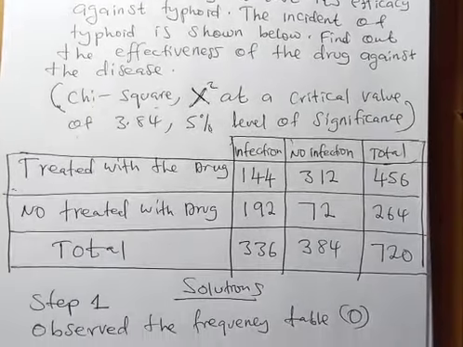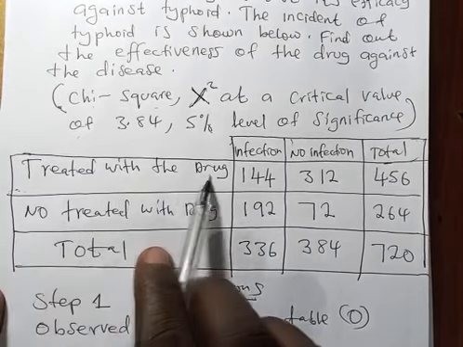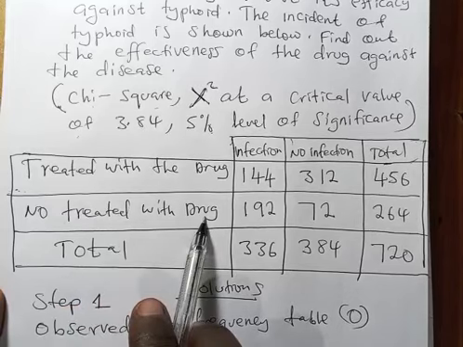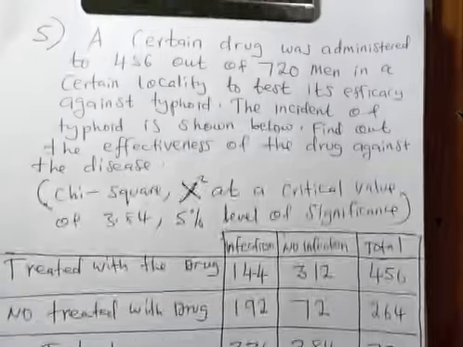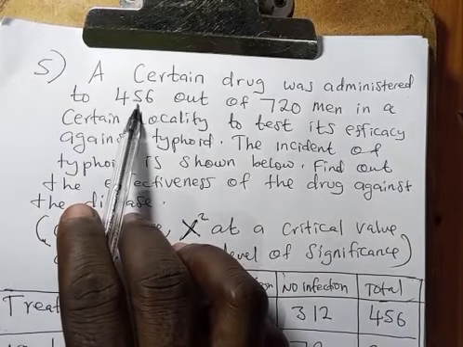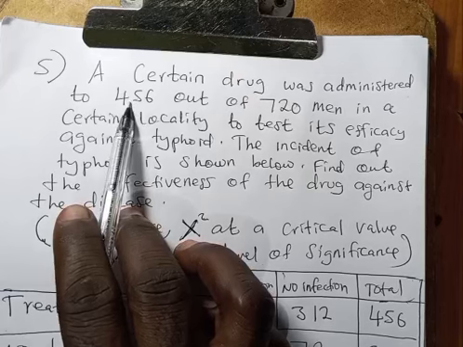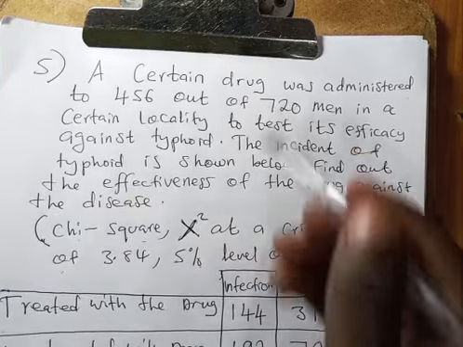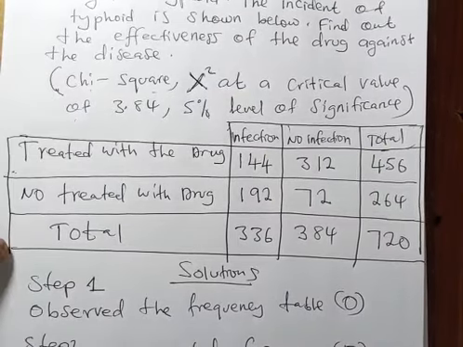So this is the data. Here it says treated with the drug, and this one not treated with the drug. Remember from the question, out of 720, those administered were about how many? 456. But some were not. It means some out of 720 were not. So this is the information given in the table below.